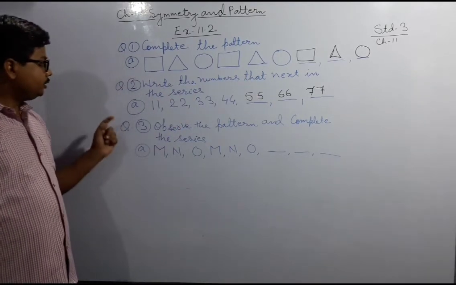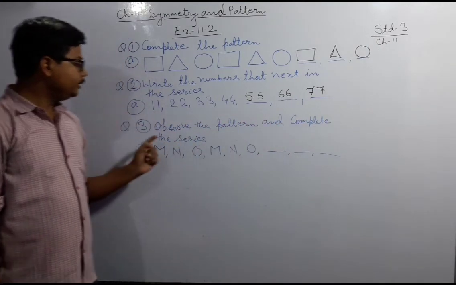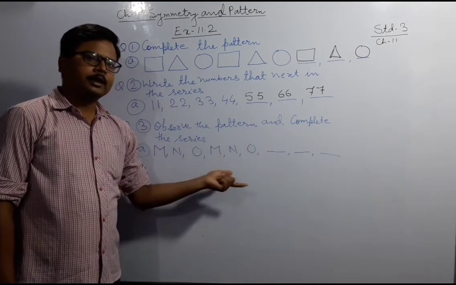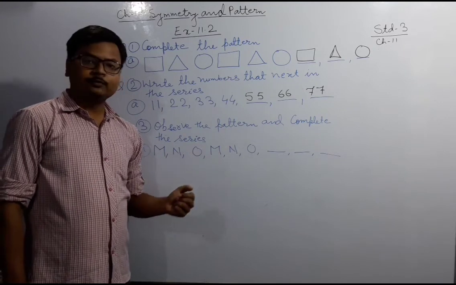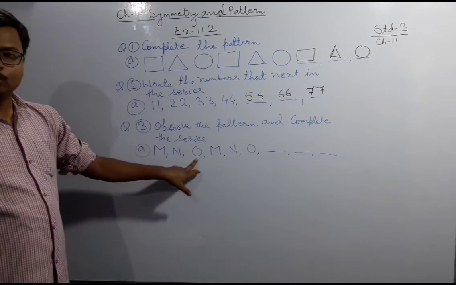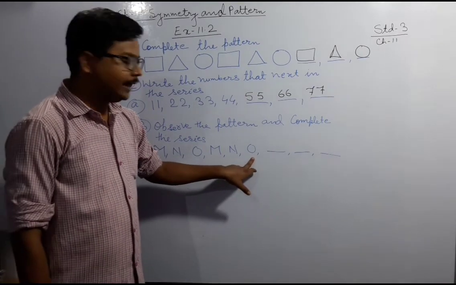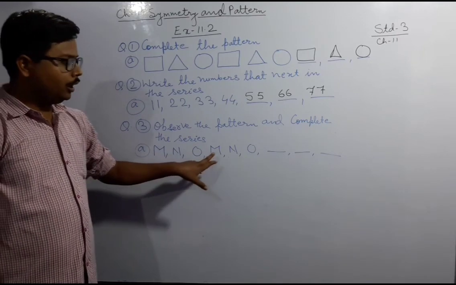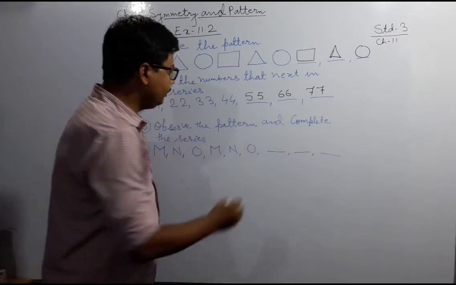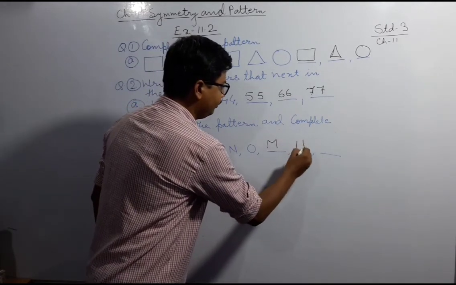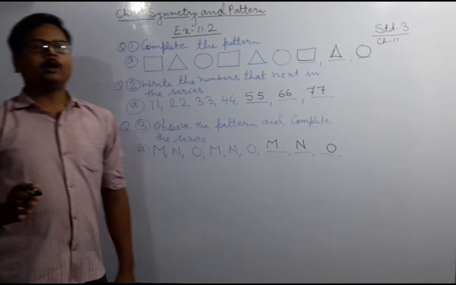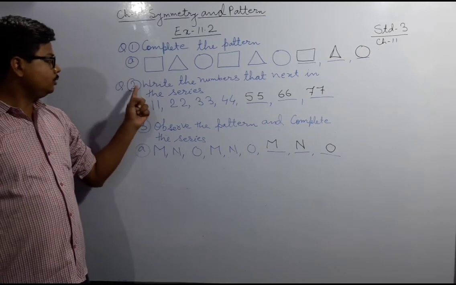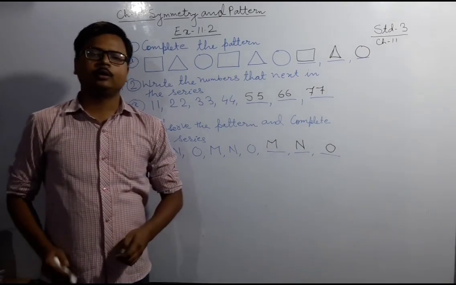Now come to question number 3. Observe the pattern and complete the series. In this question you have to observe the pattern and then complete the series. Let us observe the pattern and see what will come in these blanks. MNO, again MNO, that means this is a repeated pattern. MNO, MNO, again our answer will be MNO. Now what you have to do is solve all the questions, question numbers 1, 2 and 3, in the book. Thank you and have a nice day ahead.